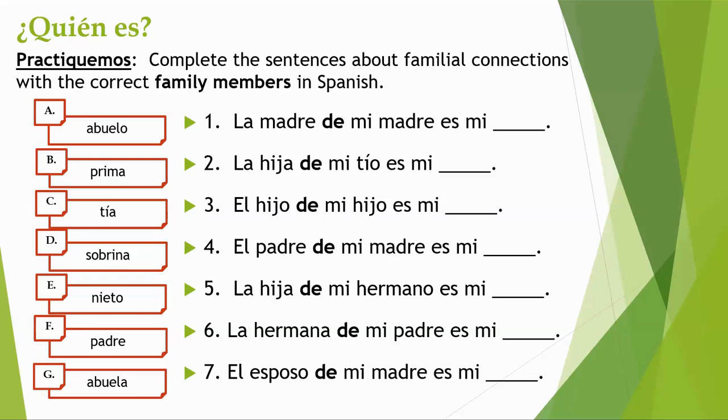El padre de mi madre es mi... Abuelo. Yep. Es la letra A. Okay. La hermana de mi padre es mi... Tía. Yeah. El esposo de mi madre es mi... Padre. Yes. Esposo is husband. So it's the husband of my mother. The husband of my mother is my father.